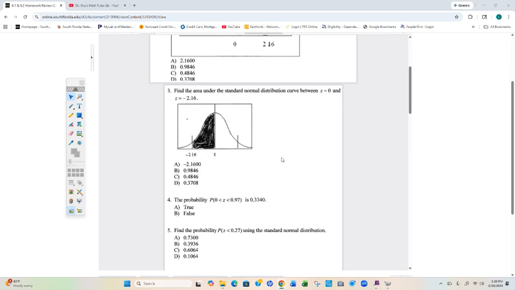Number three, find the area under the standard normal distribution curve between z equals 0 and z equals negative 2.16. Okay, A is negative 2.1600. B is 0.9846, C is 0.4846, D is 0.3708. Pause the video and think about it.